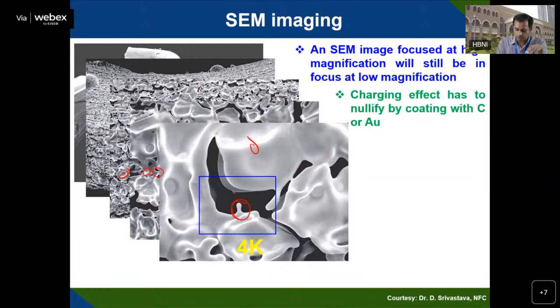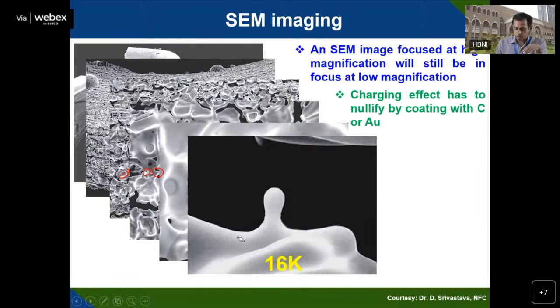So if you go further magnifying this image stage by stage, you can get more information. Like this particular area, if I further magnify, I will get a better image. You can see here how the pores are developed. Those structures are clearly visible at 16,000 magnification. So by changing this magnification, you will be able to get more and more better internal features in case of SEM microscope.